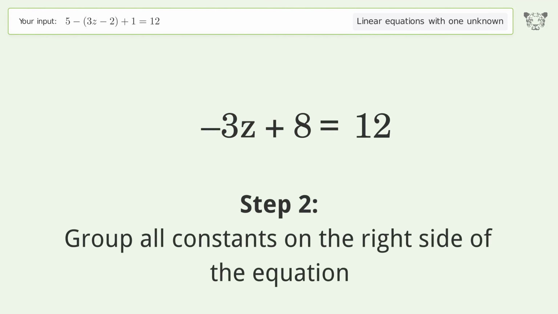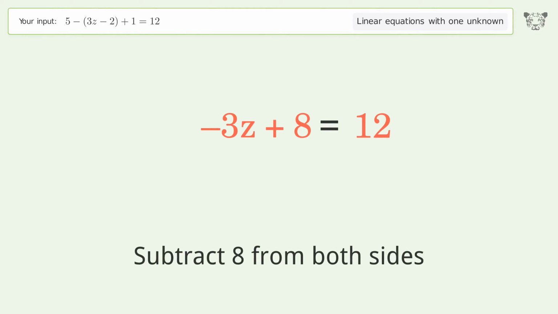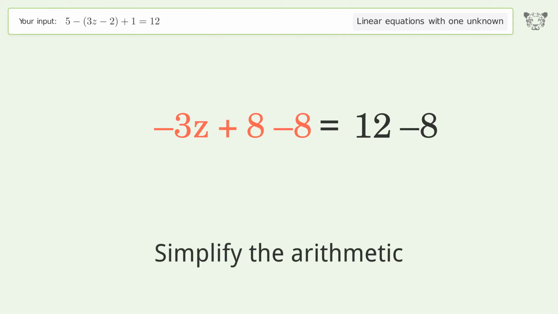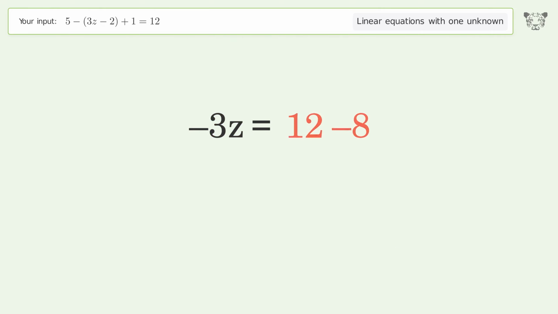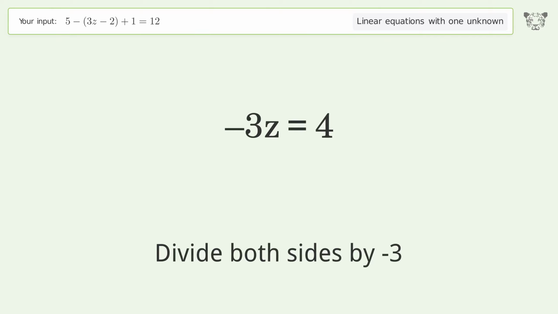Group all constants on the right side of the equation. Subtract 8 from both sides. Simplify the arithmetic. Isolate the z. Divide both sides by negative 3.